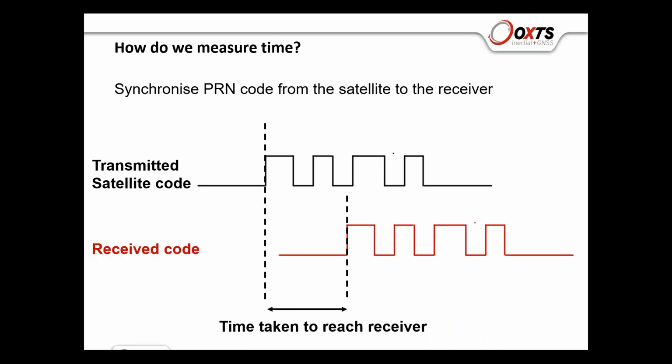How do we measure time? Well, we synchronize the code from the satellite to the receiver. So in order to make that calculation, the receiver must be able to tell precisely when the signal was transmitted and when it was received. When the satellite signals are transmitted, it's a transmitted code and it's sent with a timestamp. And when it's matched to that in the receiver, the distance in time is known.